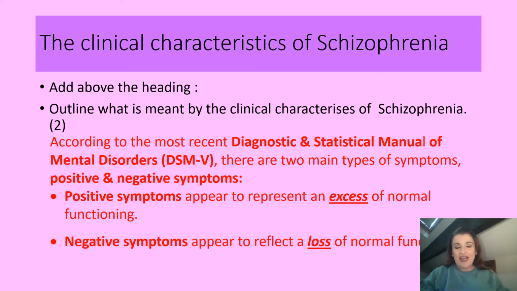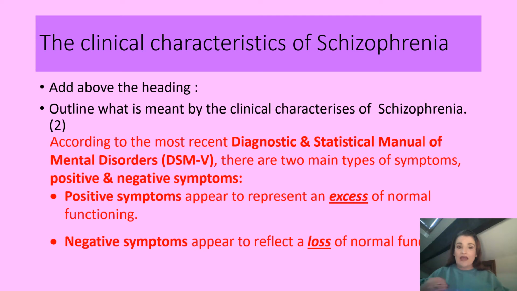Okay, so you'll see on page 2 where it says D, the clinical characteristics of schizophrenia, D for description. So in this section, we're not doing any evaluation, just knowledge, i.e. description. Okay, so just above that heading, can you please write, outline what is meant by the clinical characteristics of schizophrenia? You could get a 2-mark question on this.